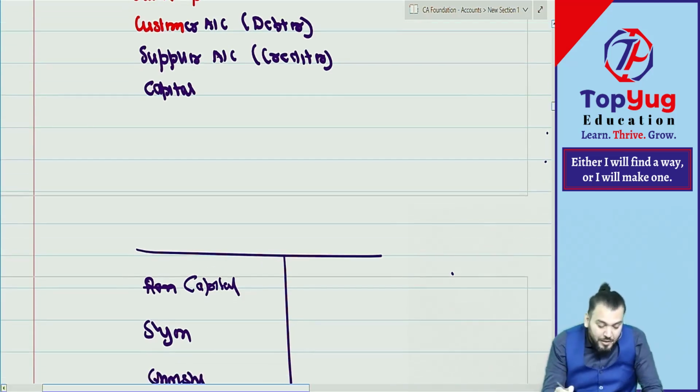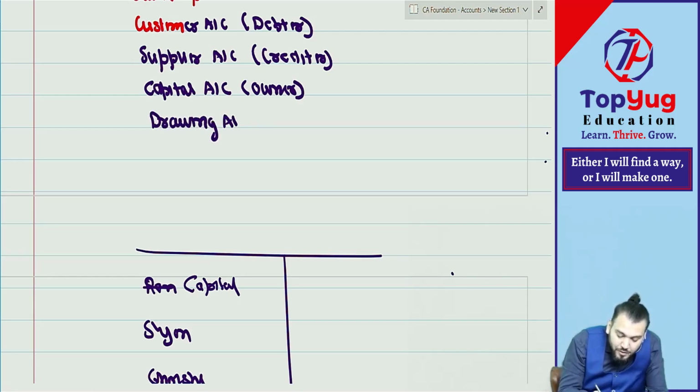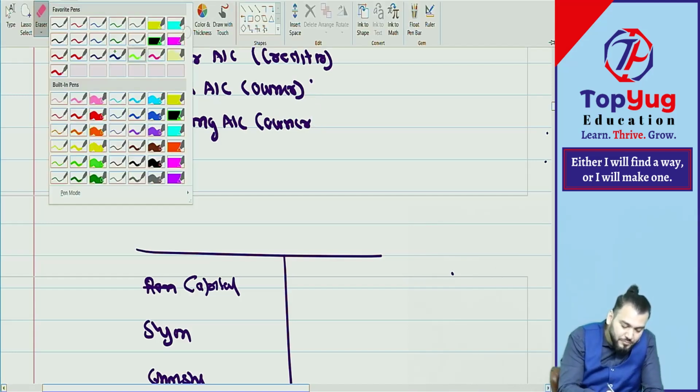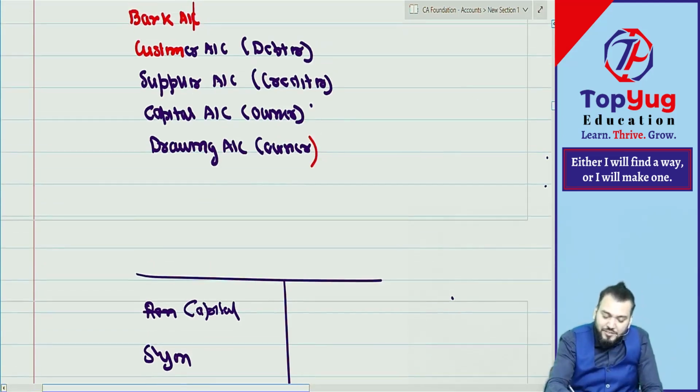Understood. The capital account, we represent what? Owner. The drawing account will represent what? Owner. So this is a personal account, I hope you have understood. Now coming to impersonal accounts.